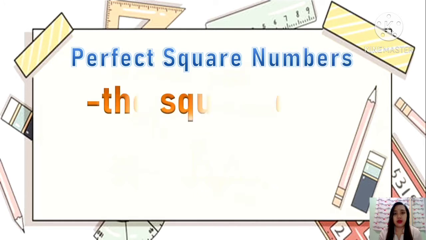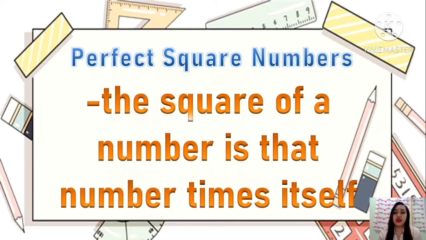So, perfect square numbers. The square of a number is that number times itself. When we say square of a number, ibig sabihin nun, you are going to multiply the number twice. Let's say for example, 2 times 2. You are going to get 4. So 2 squared is always 4, meaning 4 is a perfect square. Bakit? Kasi meron siyang factor na 2 na kapag minultiply mo sa sarili niya na 2, you will get 4. So 4 now is a perfect square.